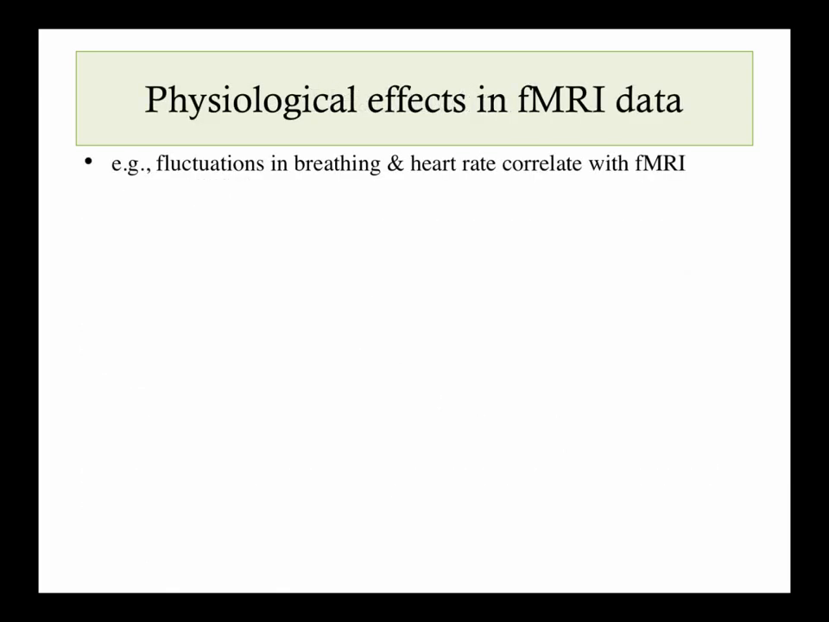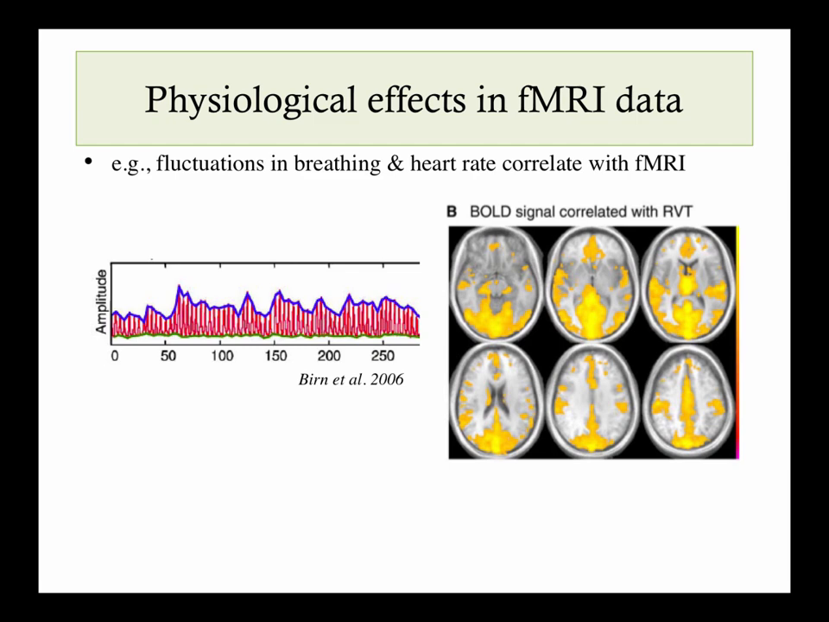Another one is that systemic physiological processes like breathing and cardiac activity will also have large and widespread relationships with fMRI signals because they alter quantities that are very relevant to BOLD contrast, like cerebral blood flow or blood volume. For example, Rasmus Birn and others have shown that changes in the rate and depth of breathing over time, known as RVT, correlate with BOLD signal across much of the gray matter.